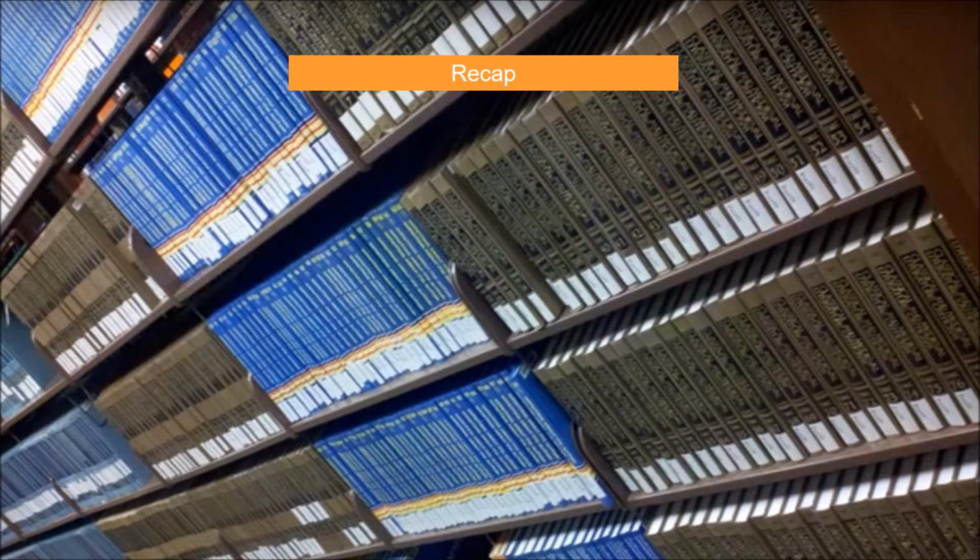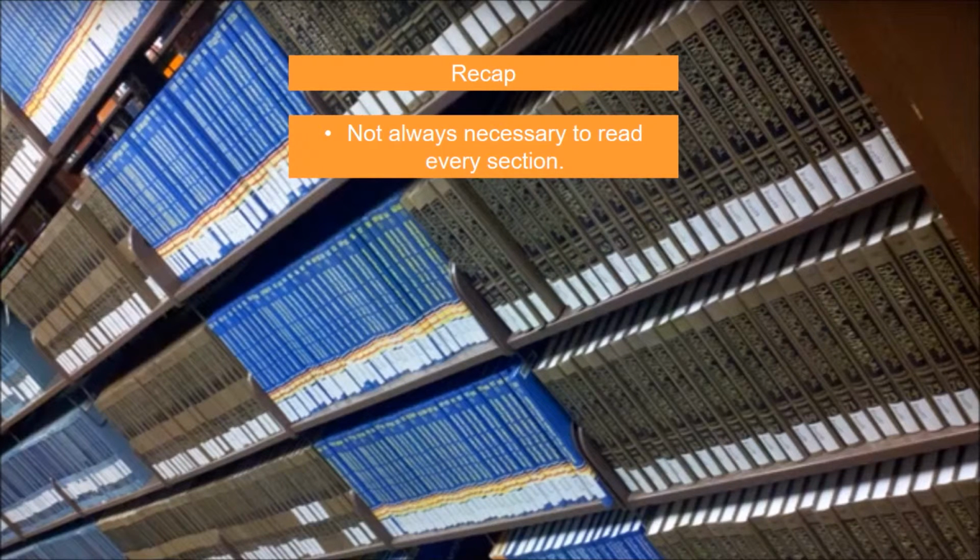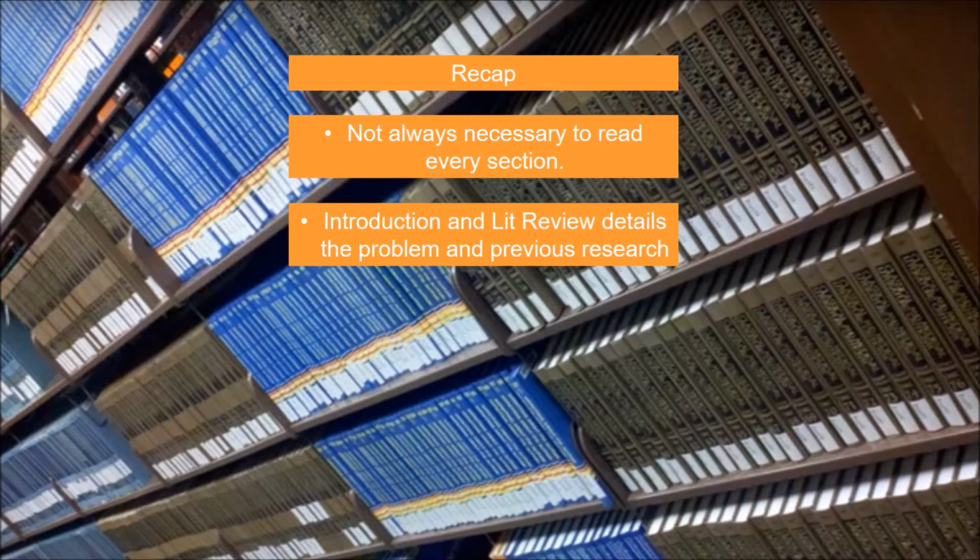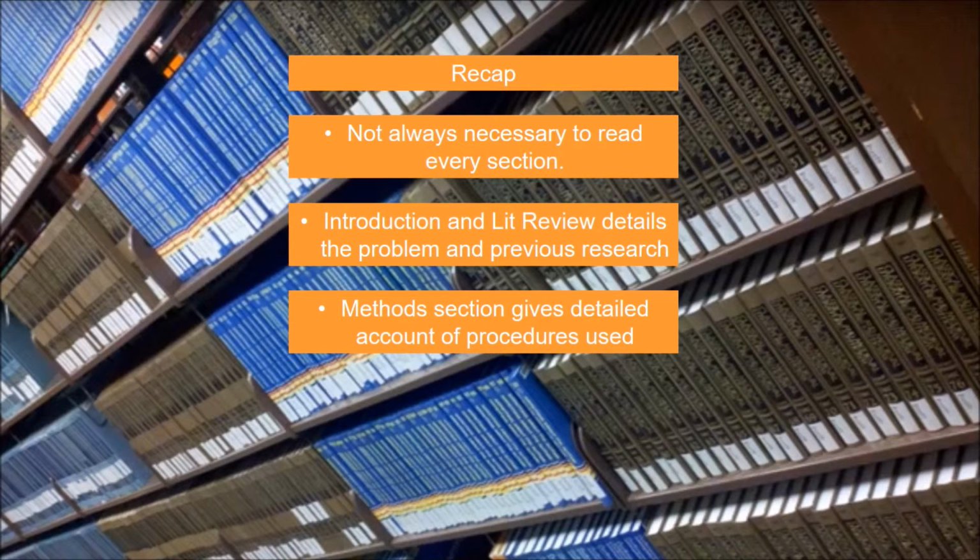So, to recap, you don't necessarily want to read an entire scholarly article from beginning to end. You only want to read sections that may have information important to you. The introduction and literature review sections describe the problem that the researchers hope to solve and also give a review of previous research. The methods section gives a detailed account of the procedures used in the study.